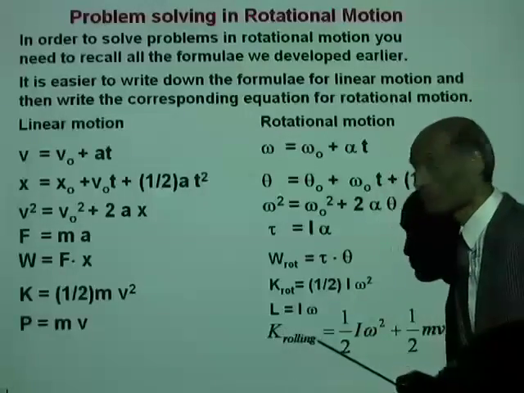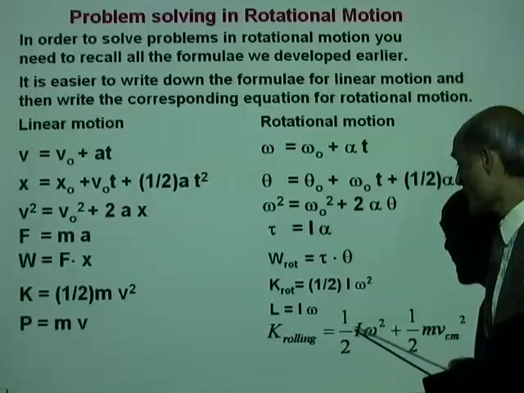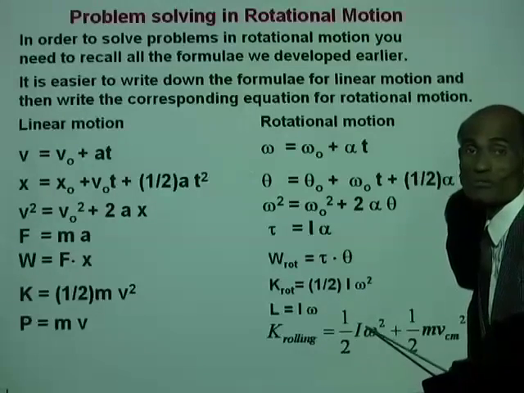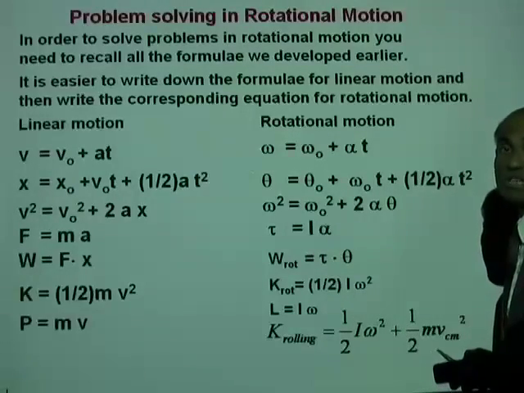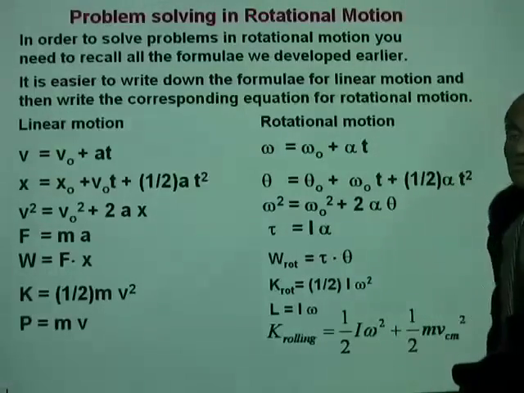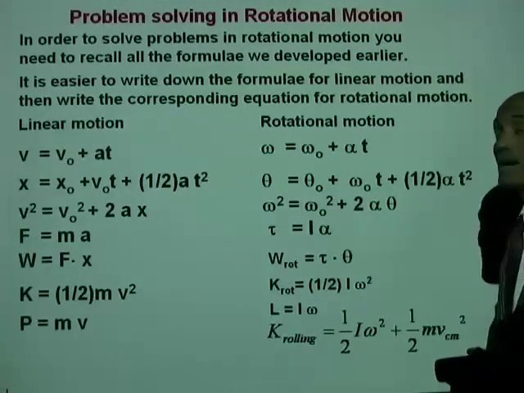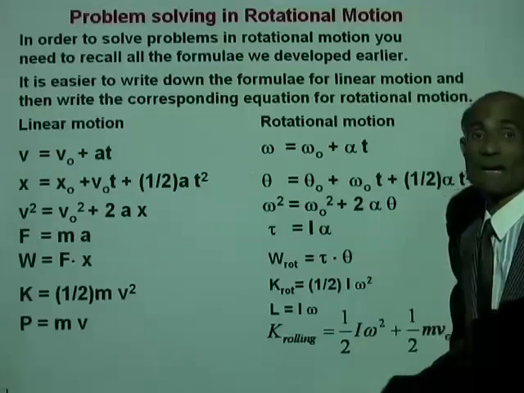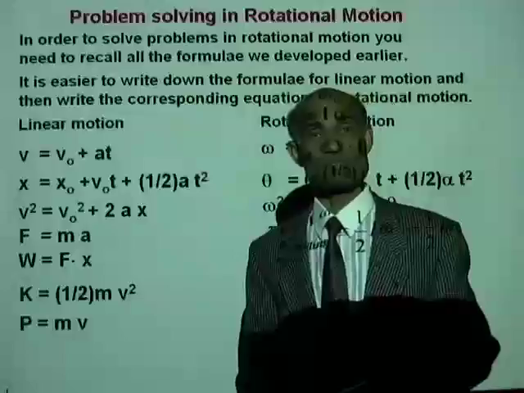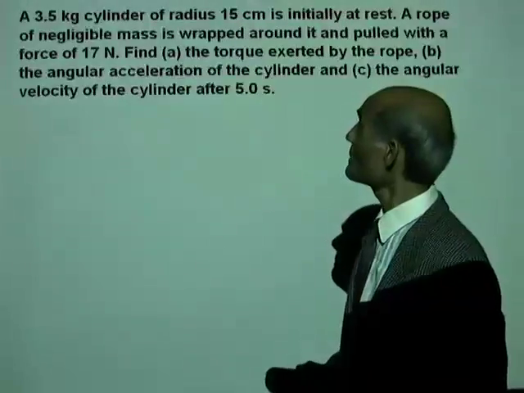Kinetic energy of rolling is 1/2 I omega squared, that is the kinetic energy of rotation, plus the kinetic energy of the motion of the center of mass, that is 1/2 m v center of mass squared. Mostly we will be using these equations. Alright, let's look at the problem.